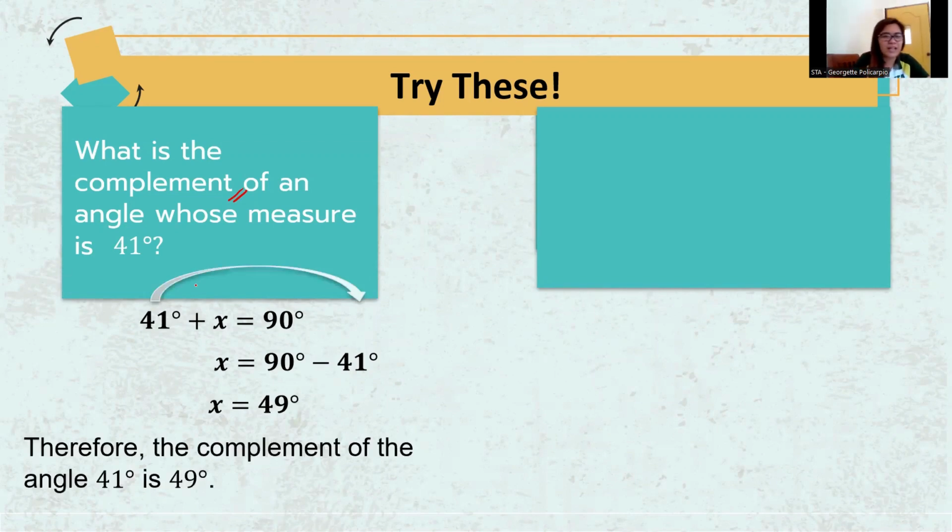Siyempre, opo. So therefore, the complement of the angle whose measure is 41 degrees is 49 degrees. Again, checking natin, 41 plus 49 should be equal to 90 degrees, kung siya ay complement, binanggit na complement.